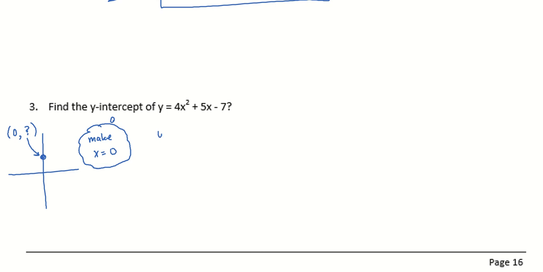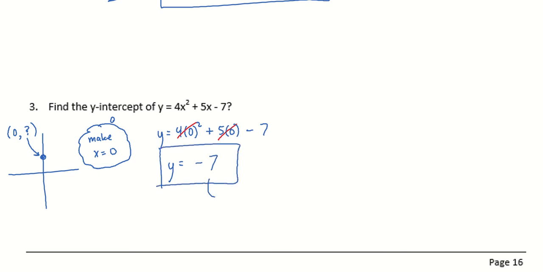So when we do that, notice what happens. When I make x 0, I plug it into the first part. I plug it into the second term. And because it's 0, well, 4 times 0 squared, well, 0 times 0 is 0, and 4 times 0 is 0. 5 times 0 is 0. So basically, those parts just cancel out, and we're left with the end. Okay? So that's the y-intercept.